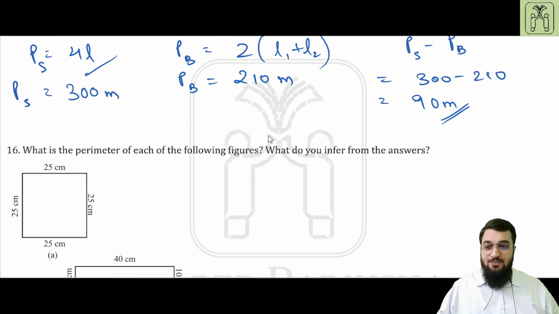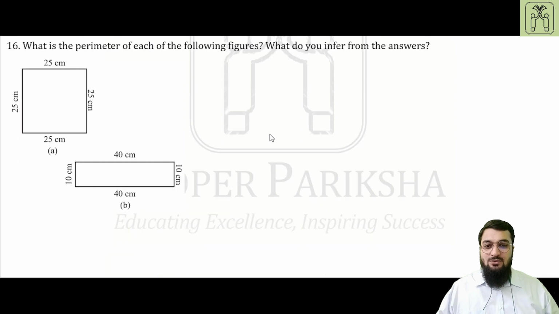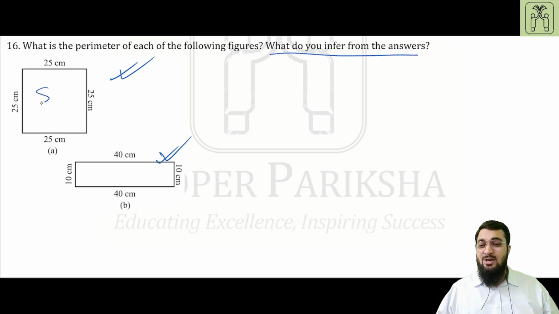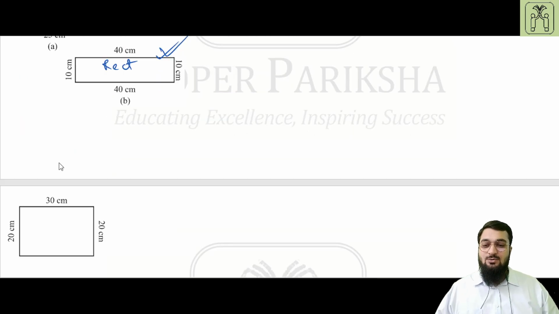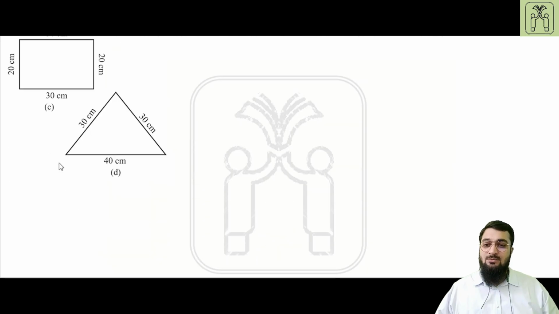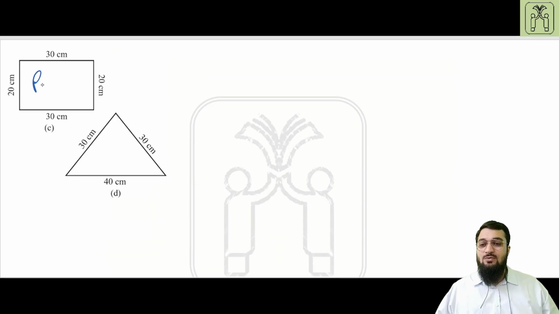Question number 16. What is the perimeter of each of the following figures? What do you infer from the answers? The lengths of the edges are given, so you can just find the perimeters. Here also you can find the perimeters. As for the infer part, you can write down that this is a square and this is a rectangle. Coming to the next question, there are some more figures given in the same question. Here also you can write down rectangle, and here you can write down isosceles triangle.